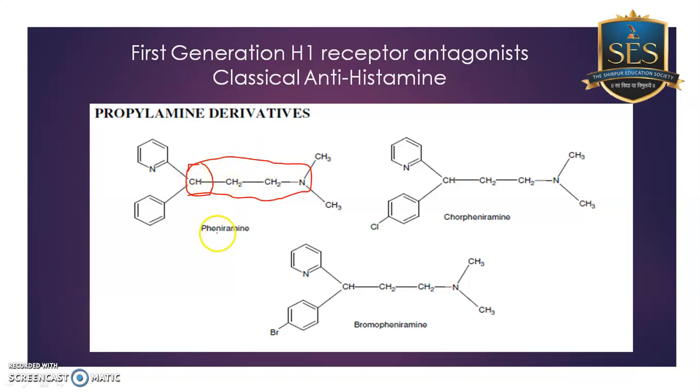Now the name of the first compound is pheniramine, one of the famous drugs used in cough syrup. It contains pyridine. The name of this compound is chlorpheniramine, because chloro is there. The name of this compound is brompheniramine, because bromo is there. These are three well-known drugs utilized for cough preparations: pheniramine, chlorpheniramine and brompheniramine. And it contains the side chain propylamine.